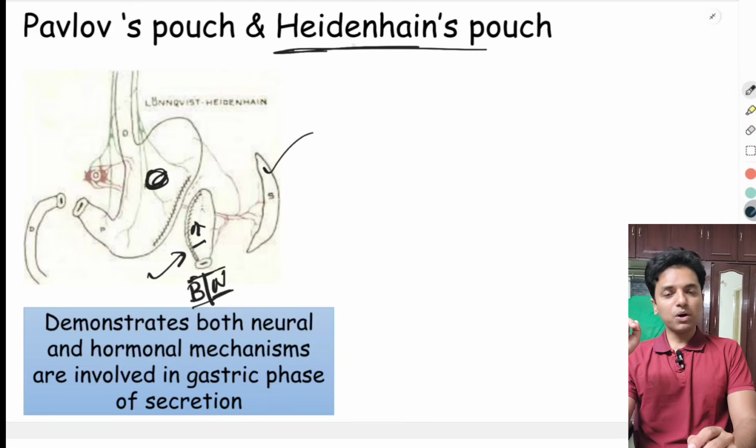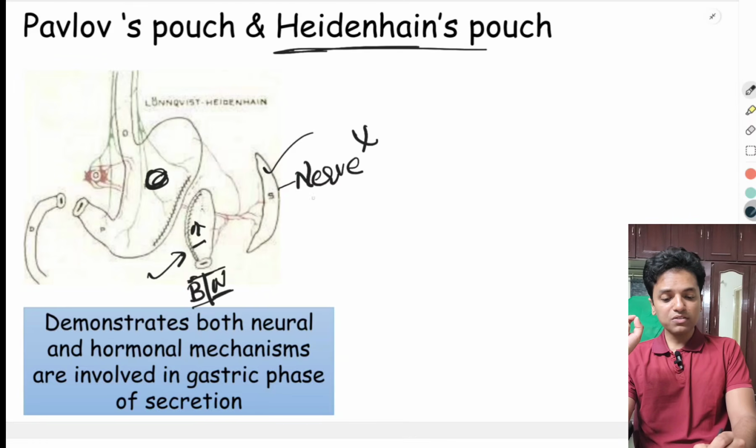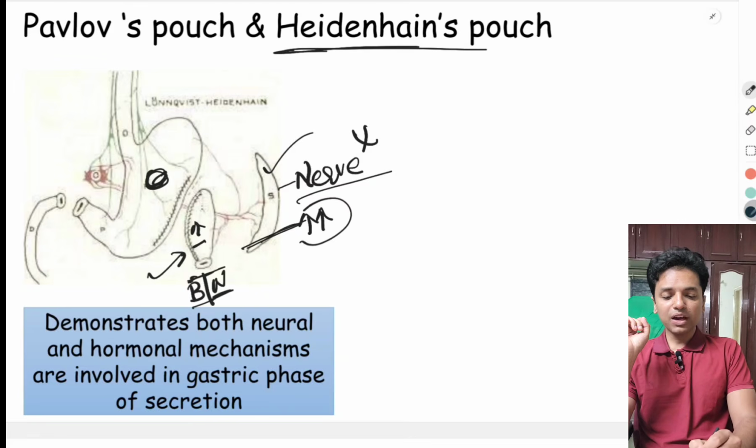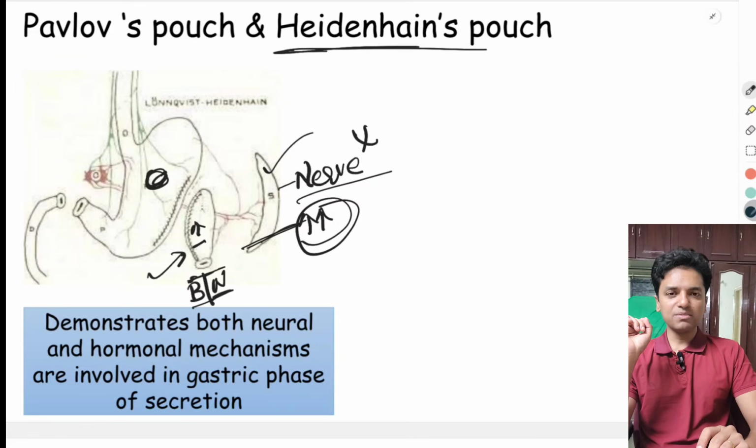Now we have one more pouch which is called the Heidenhain pouch. This Heidenhain pouch does not have nerve supply. There is no nerve supply. The Heidenhain pouch has only blood supply. So when food enters the stomach, even at that point of time, there is an increase in the gastric juice secretion in the Heidenhain pouch.